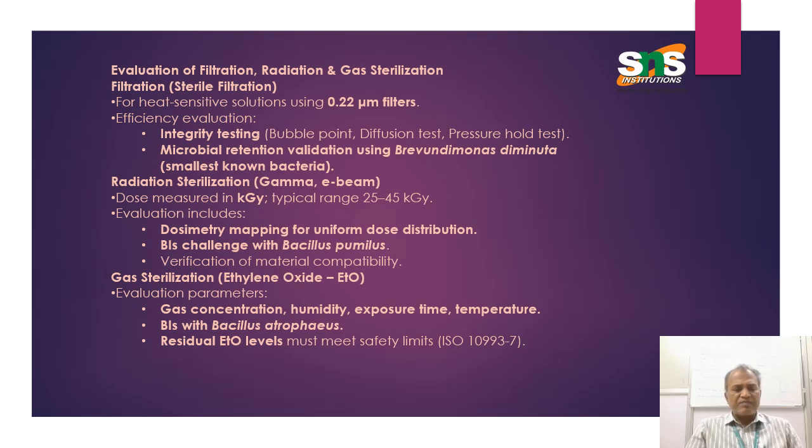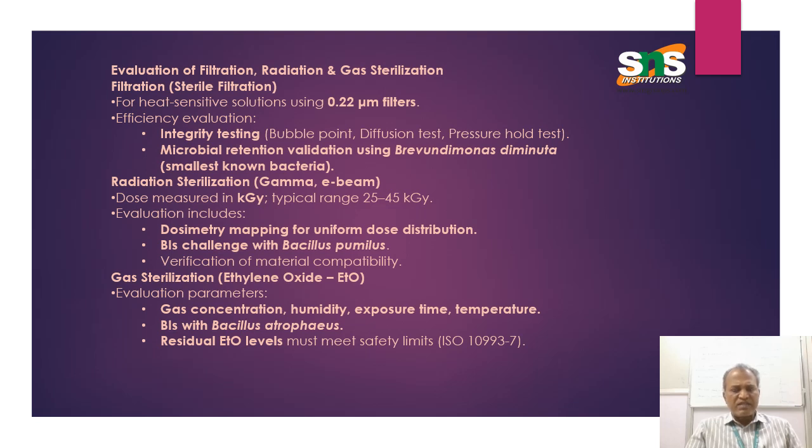Next, radiation sterilization. We know the examples gamma and electron beam. So the dose is measured in kGy. What are the evaluation parameters? So dosimetry mapping. Dosimetry mapping is nothing but how much dose we design to give a uniform dose distribution in order to perform the sterilization evaluation. Next, the biological indicator challenge with Bacillus pumilus. Here for radiation sterilization, we prefer the Bacillus pumilus microorganism.